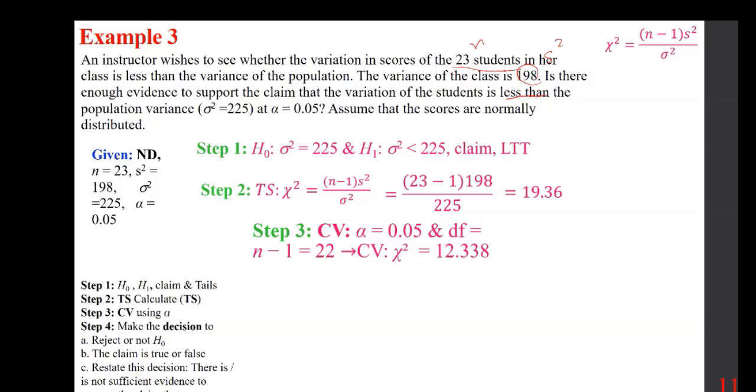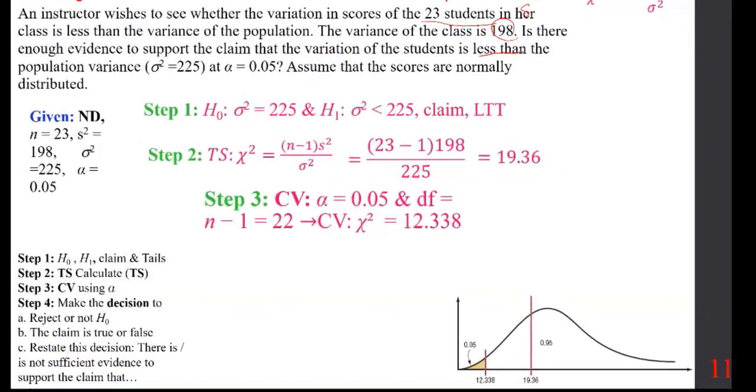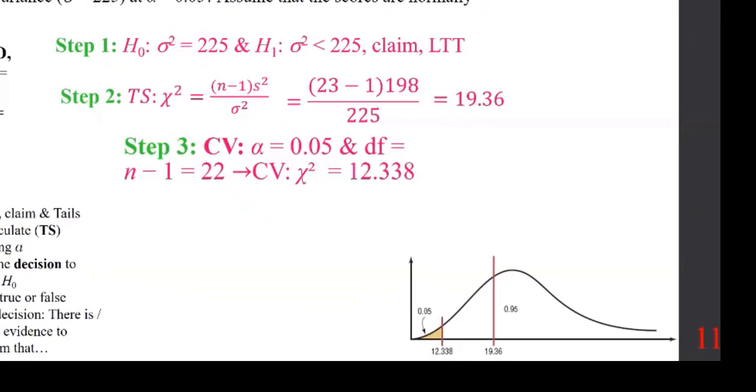So when you compare step 2 and 3, the location of the test statistic and the critical value, it's to the right of it, and this is a left tail test, so it's way into the non-rejection region. So the process repeats itself just the way we have learned it before. It works out exactly in the same manner.